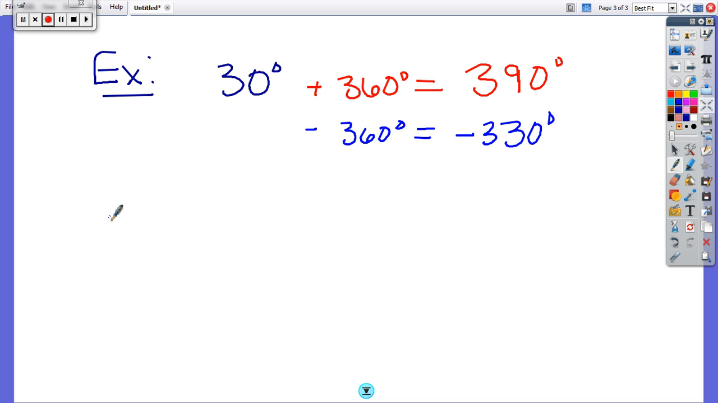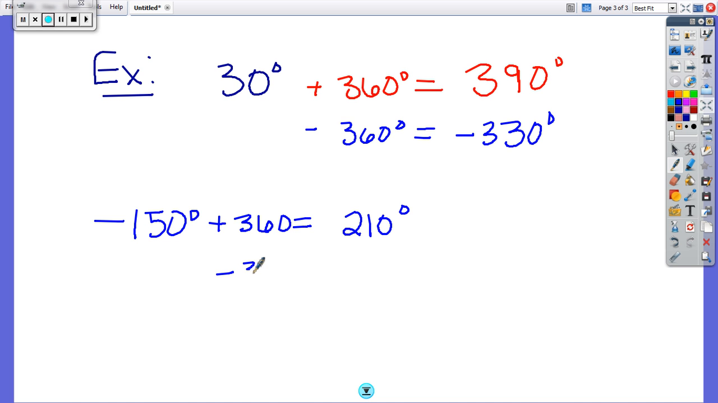You could do the same thing if I wanted to find coterminal angles to 150 degrees. What angles are coterminal with 150 degrees? Well, if I add 360, I get 510. And then I could also take away 360. And I'm going to end up with, I think, negative 210.